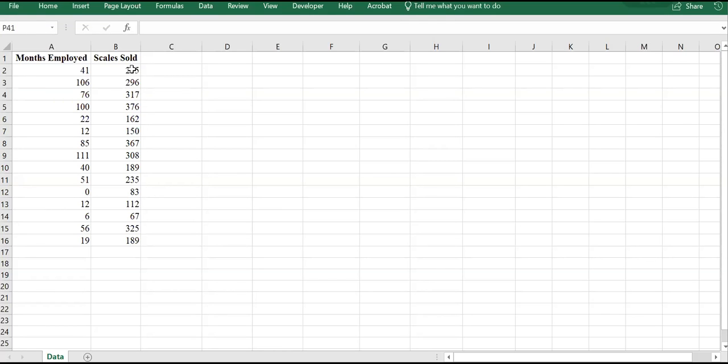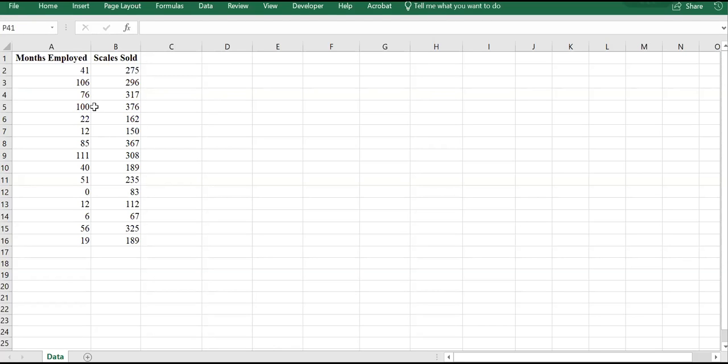So now we want to see what type of relationship exists between the performance and the experience, right? So the number of scales sold and the number of months that they've been employed. We want to see if there's any relationship. So the first thing that we are going to do here is to visualize the relationship.